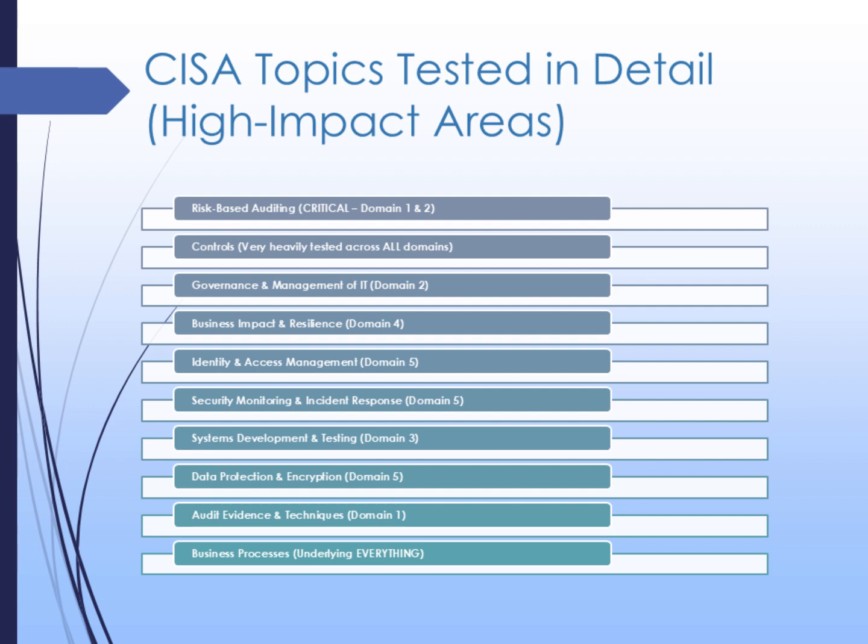And finally, underlying all of these domains is the concept of business processes. One of the hidden themes throughout the CISA exam is that risk exists in processes, not systems alone. The strongest answers are usually those that connect business process risk to governance, controls, and business impact.